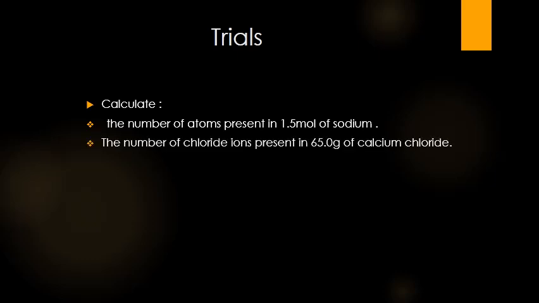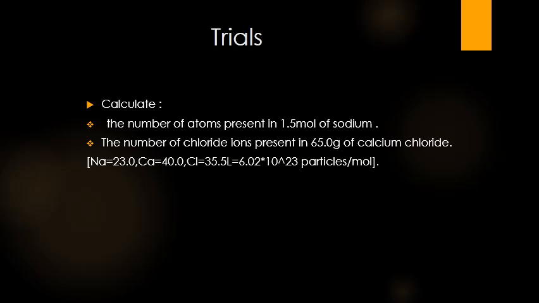Question 2. The number of chloride ions present in 65.0 grams of calcium chloride. They've given us sodium equals 23.0, calcium 40.0, chlorine equals 35.5, and Avogadro's constant, which is L, equals 6.02 times 10 to the 23 particles per mole.